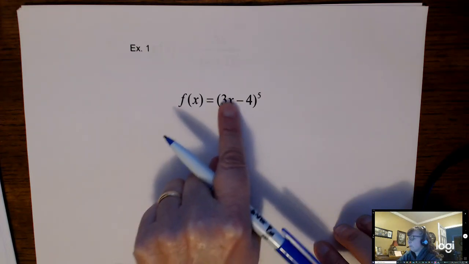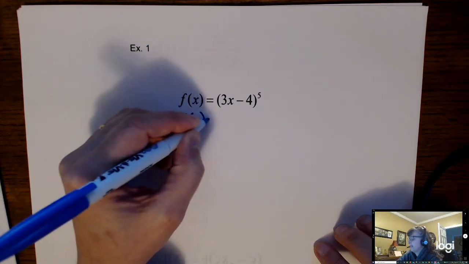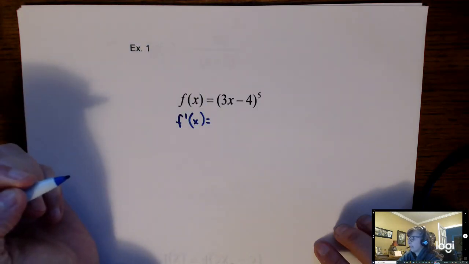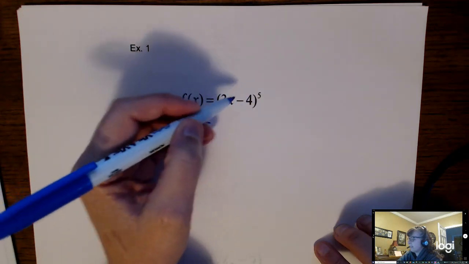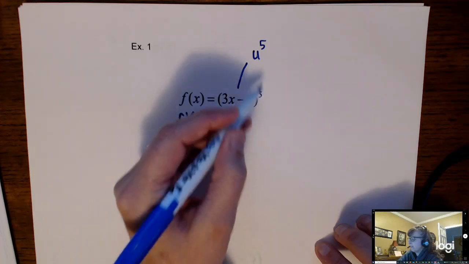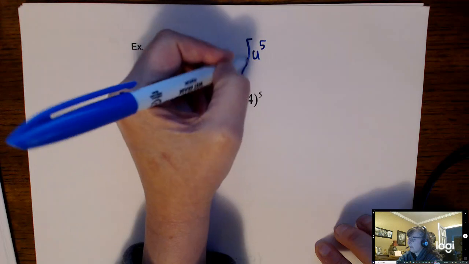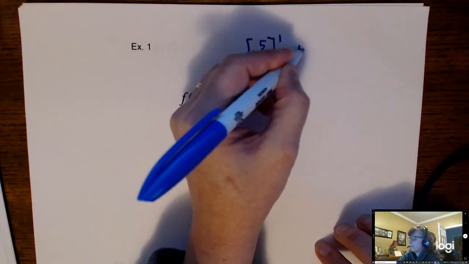When you have more than one term in here, you're going to need to use the chain rule. So the chain rule is the derivative of the outside. So you're just going to think of this as one thing to the 5th power. So the derivative of u to the 5th is 5u to the 4th.